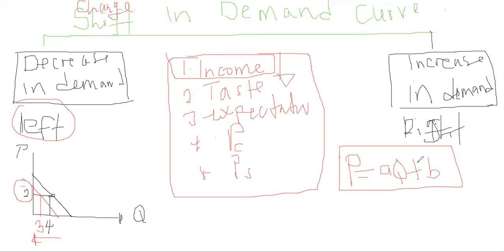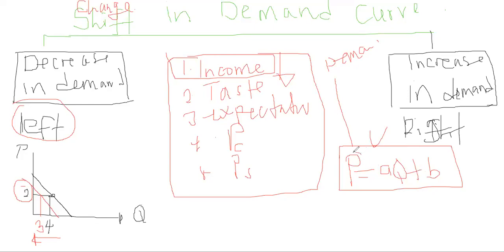How can we represent this? When a demand curve shifts to the left, how is this equation going to be affected? Who wants to give a try? Which variable will be affected? If there is a shift in the demand curve to the left, how is this demand equation affected? Remember, this is a linear demand function or equation. Which variable is going to be affected here? The quantity?